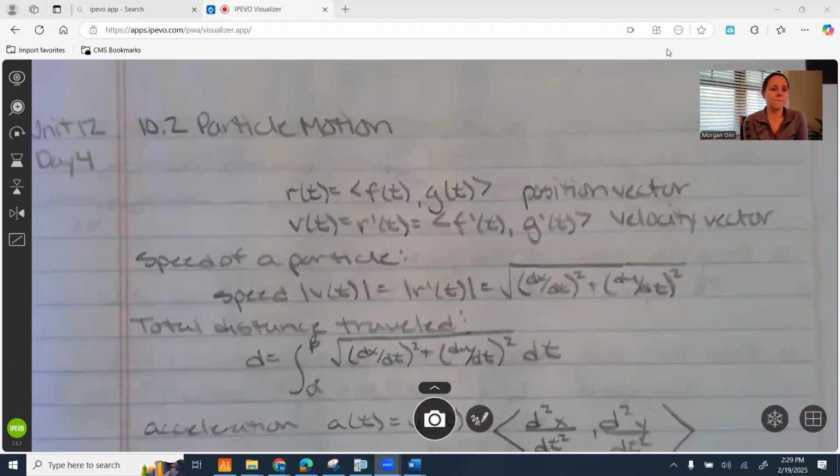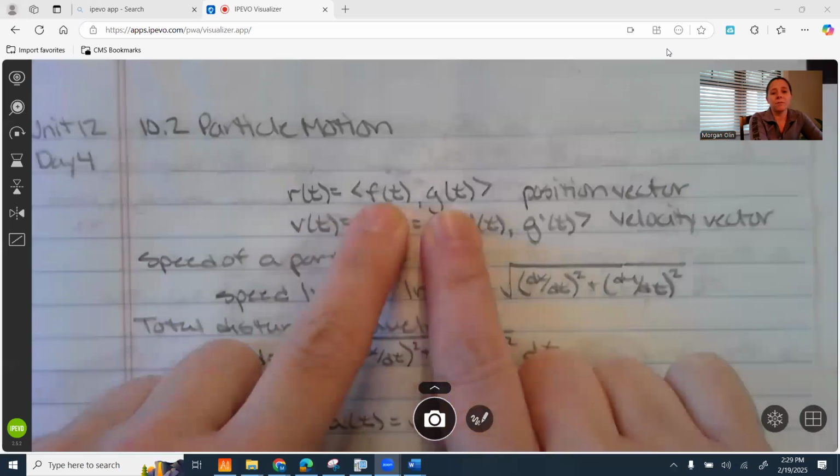All right, here we are on day 4 with parametrics. We're talking about particle motion, and some of this motion you already actually know about. There are some things you have to know, things you have to memorize. So we know we have a position vector, say f of t, g of t.